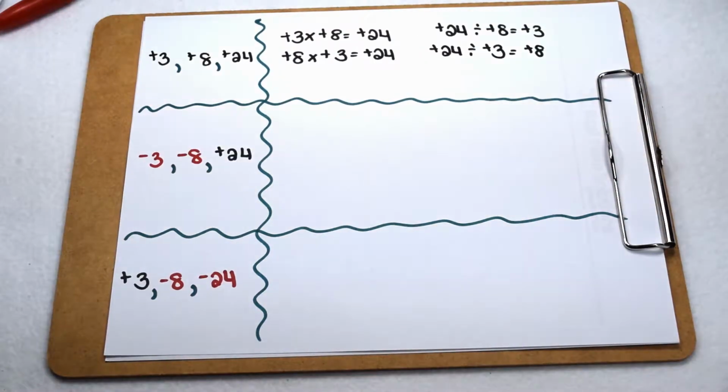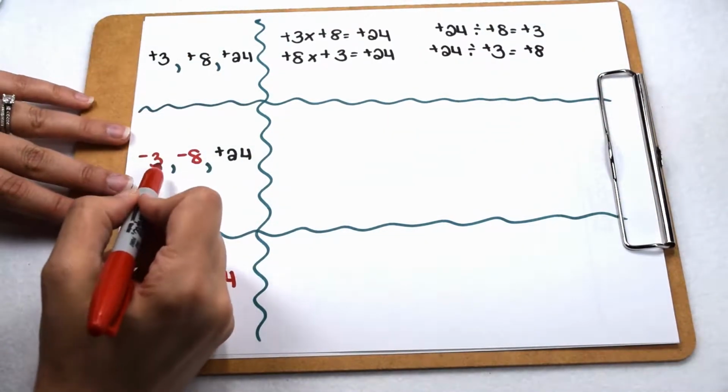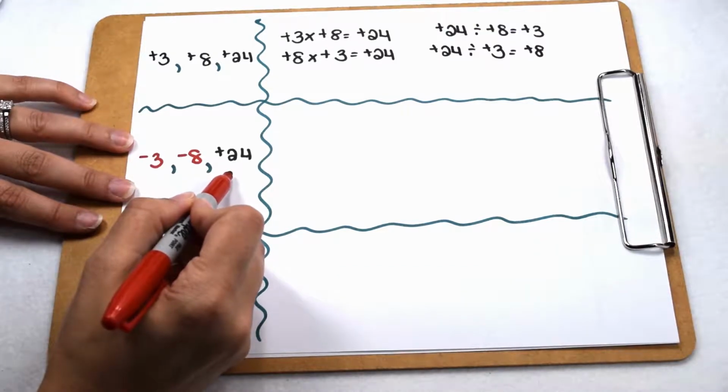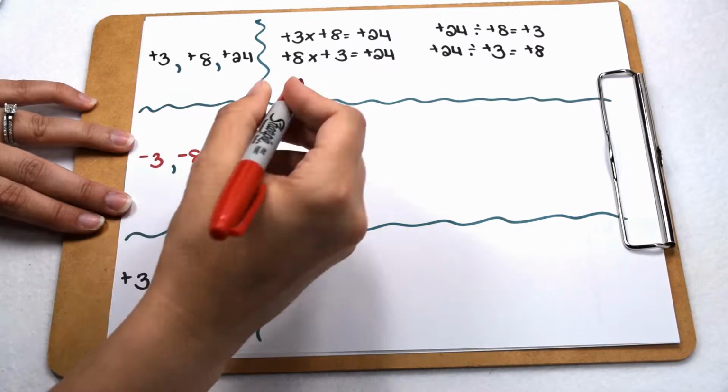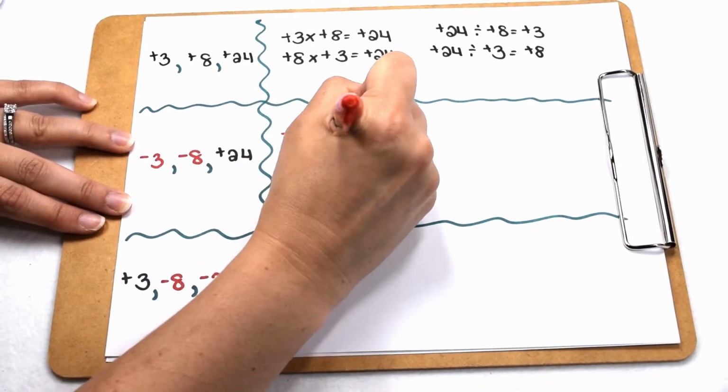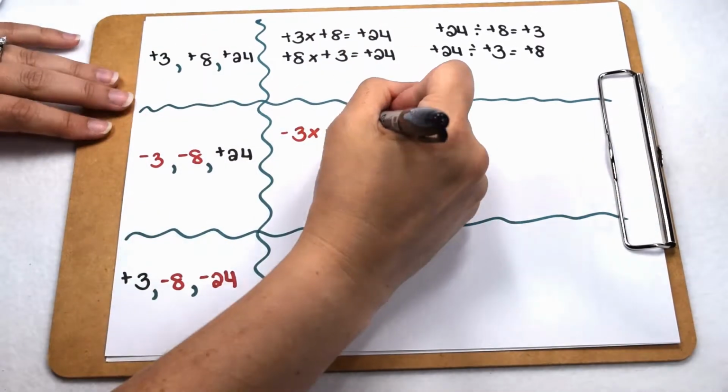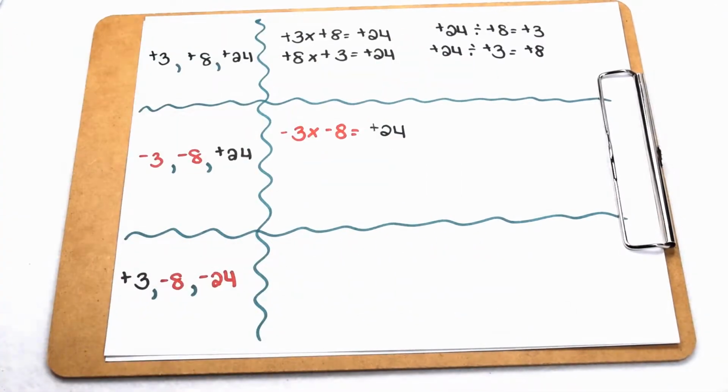Now let's go and start changing the signs. Instead, we're going to have negative 3 and negative 8, but we'll keep our positive 24. We know from multiplying with negatives that multiplying together a negative times a negative is going to give us a positive. So negative 3 times negative 8 will give us positive 24.